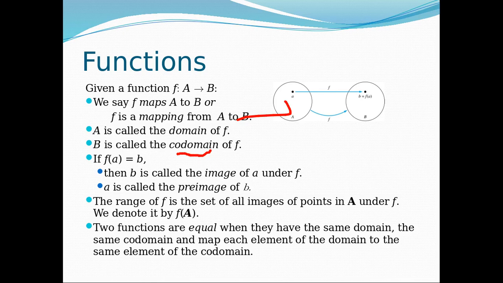Two functions are equal when they have the same domain and the same codomain and map each element of the domain to the same element in the codomain. So two functions can only be equal when they have the same domain, the same codomain, as well as every element mapped to the same element in the codomain.